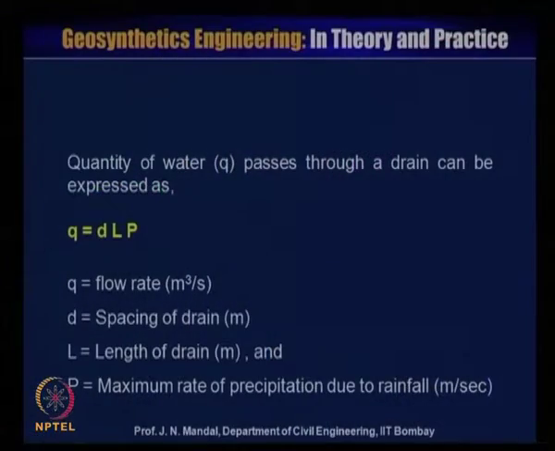So, if you know the spacing of the drain, the length of the drain, and the precipitation due to the rainfall, then you can calculate the quantity of water that passes through a drain in that particular area. That is, you can calculate q is equal to D into L into P. That means you can calculate the flow rate.